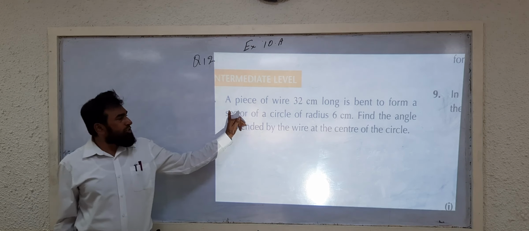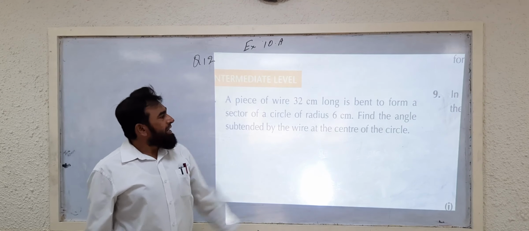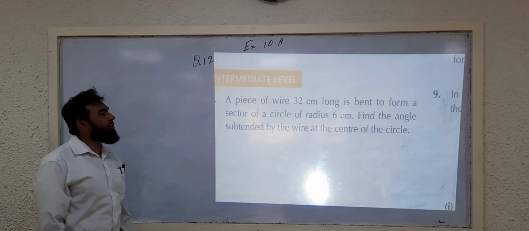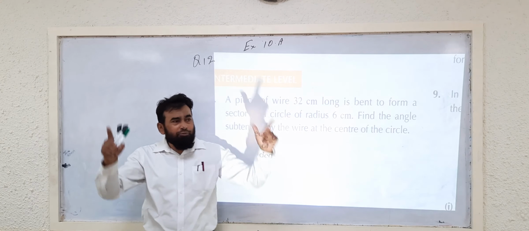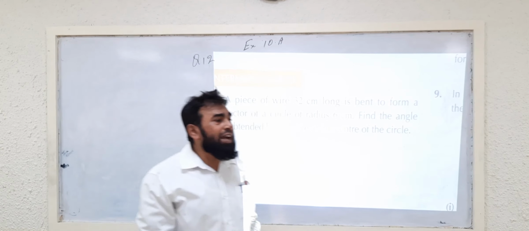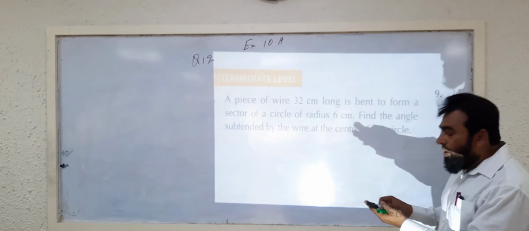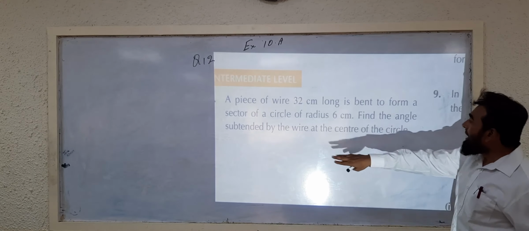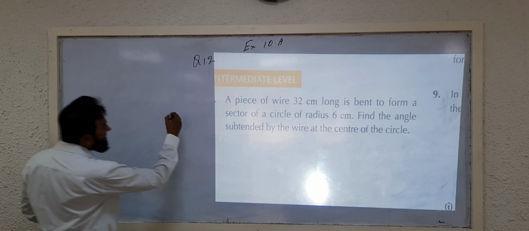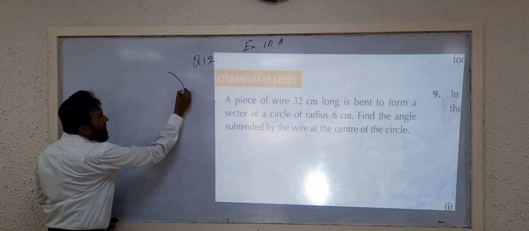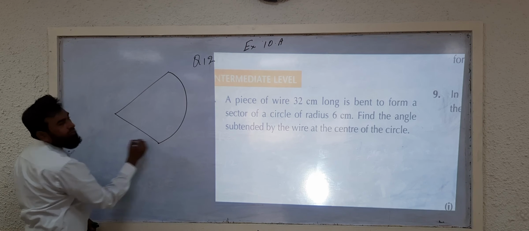Actually, this is the question. A piece of wire 32 centimeter long is bent to form a sector of a circle of radius 6 centimeter. Now this is a piece of wire which may be straight, but after making its construction, what type of situation is occurring? Actually, this is a sector of a circle. You know the shape of the sector of the circle. It must be clear to you. It is something like this. This is the sector of the circle.